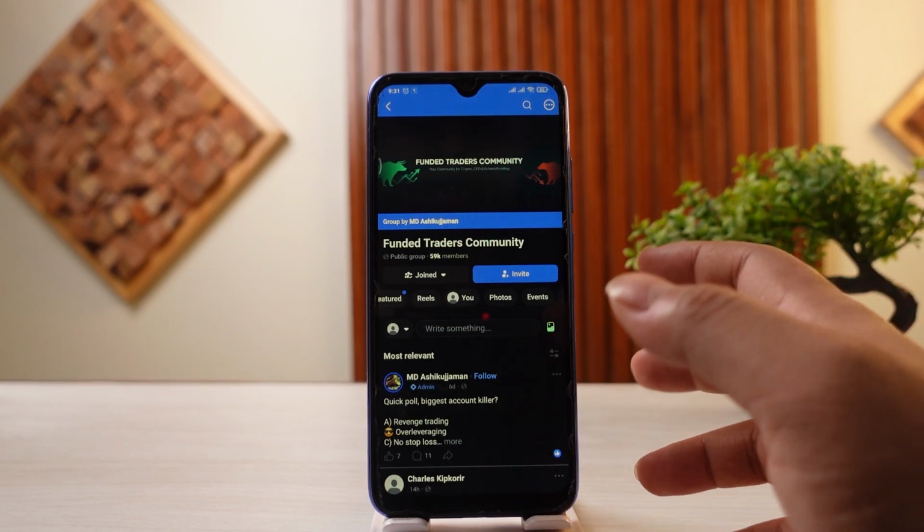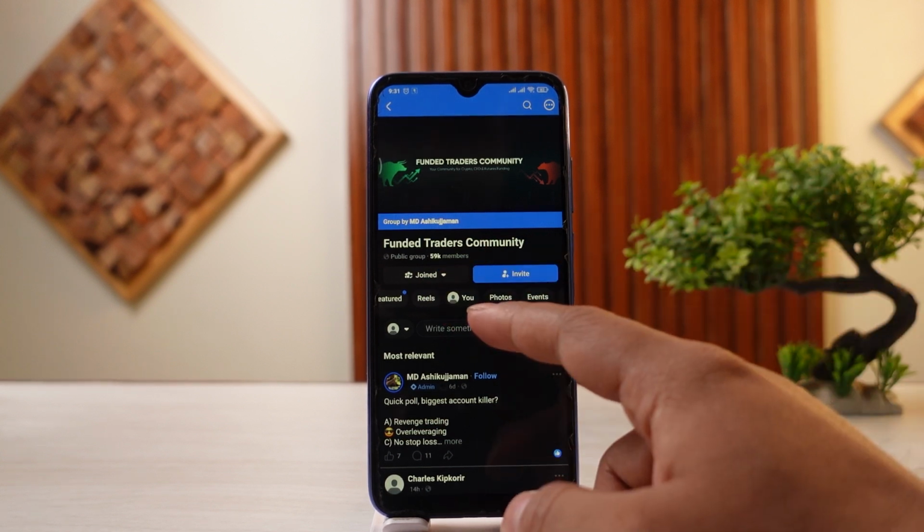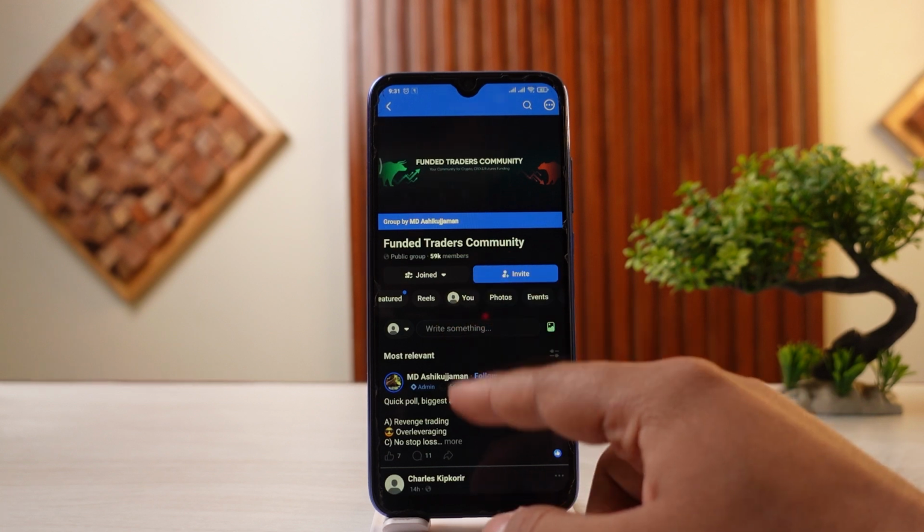What you can also do is verify the pending approval. If you have just sent the request to join this particular group and the pending request is still not accepted, this is also a reason that you are not being able to post.